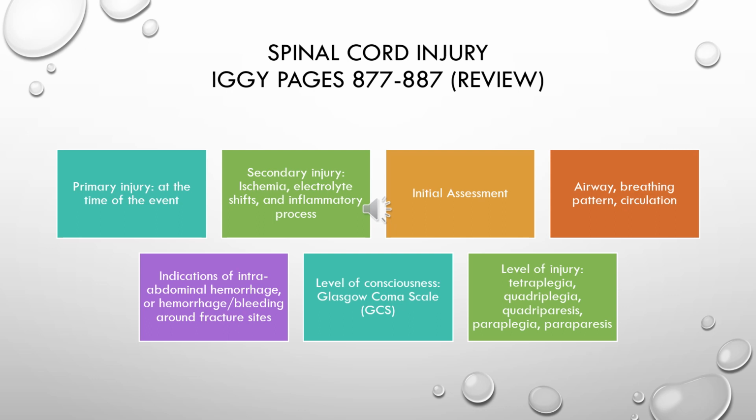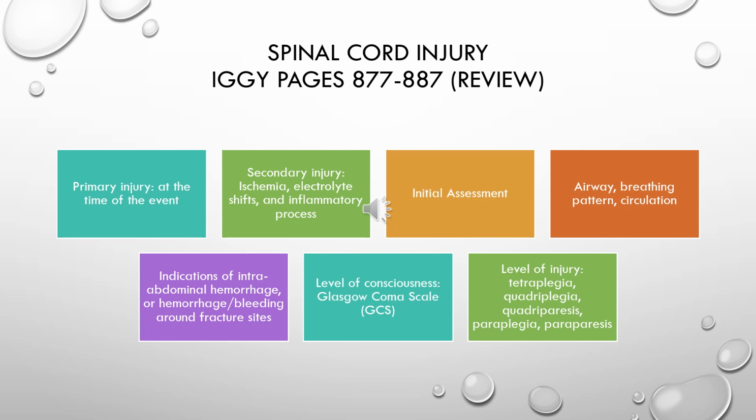So in your assessment piece, always airway, breathing, circulation. I think that goes with pretty much any disease process, but definitely with our head and spine issues, because these patients can lose their airway and they can also lose their ability to innervate their diaphragm. So we may have to step in and do some breathing for them. Look for indications of intra-abdominal hemorrhage, or bleeding around the fracture site.